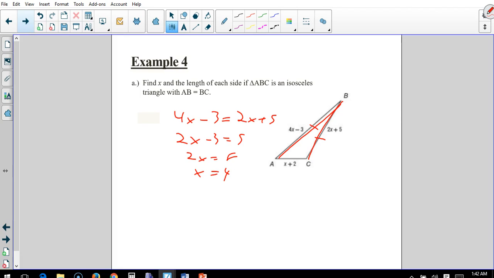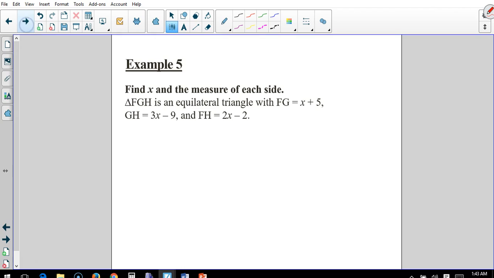But it says not only find x, find the length of each side. So I plug 4 in here, 4 plus 2 is 6. Over here, 2 times 4 is 8, plus 5 is 13. Which is the same over here, 4 times 4 is 16, minus 3 is 13. So that works out.